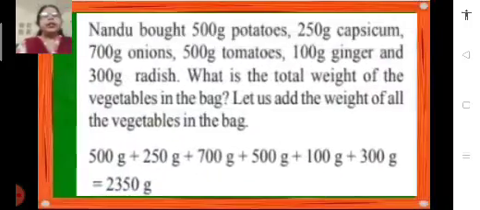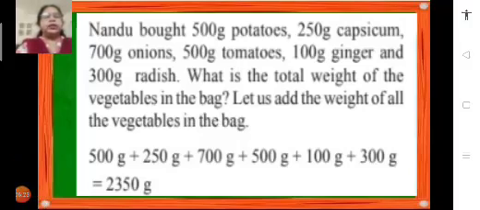Next question. Nandu bought 500 grams potatoes, 250 grams capsicum, 700 grams onions, 500 grams tomatoes, 100 grams ginger and 300 grams radish. What is the total weight of the vegetables in the bag? Let us add the weight of all the vegetables in the bag. So we have to add the weights given here. It is given in grams, we have to convert that into kilograms. Let's see how we do this.